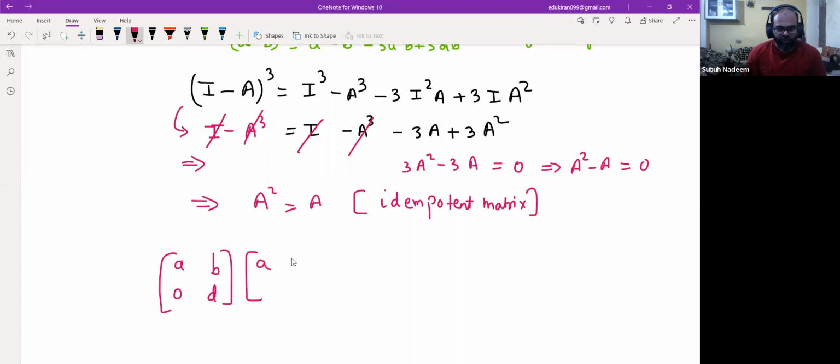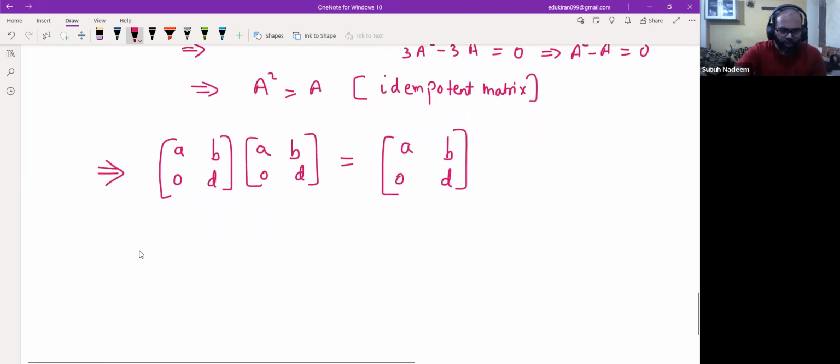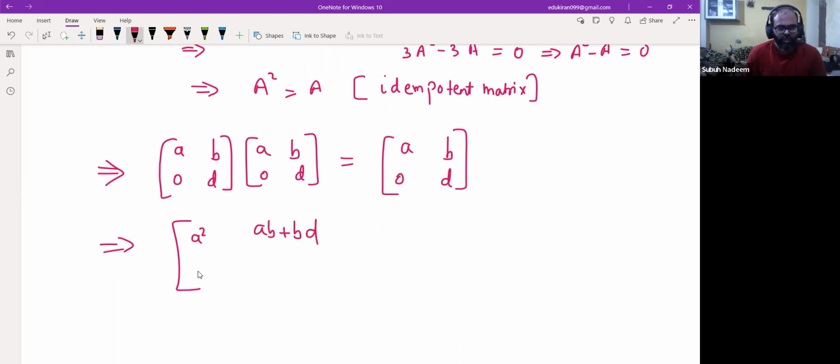So A when multiplied with the same [[A, B], [0, D]], it will be [[A, B], [0, D]]. So A square equal to A means this, which means that A square and AB plus BD, then 0 here. So again, we are doing matrix multiplication, and D square. This is equal to [[A, B], [0, D]].